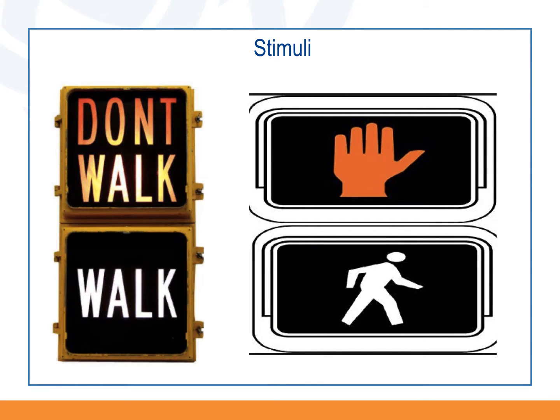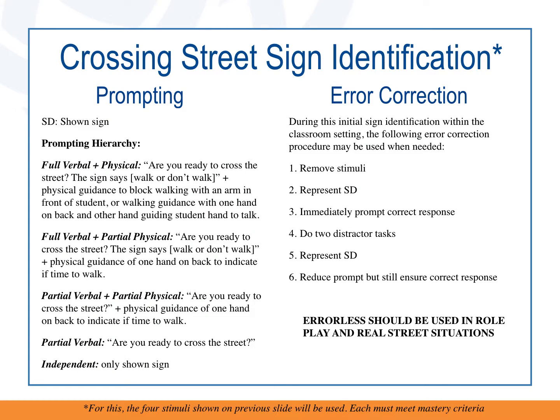Here's an example of the 4 different stimuli. So 2 that are text-based and 2 that are image-based, since both will be encountered. So try to program for common stimuli. Often the don't walk is in more of an orangey red, and the walk, at least here, is more in white. So making sure that we have both text and graphic-based ones that they're learning to respond to.